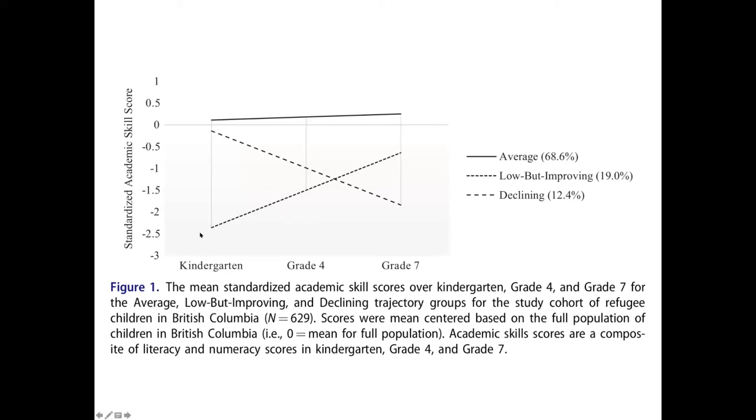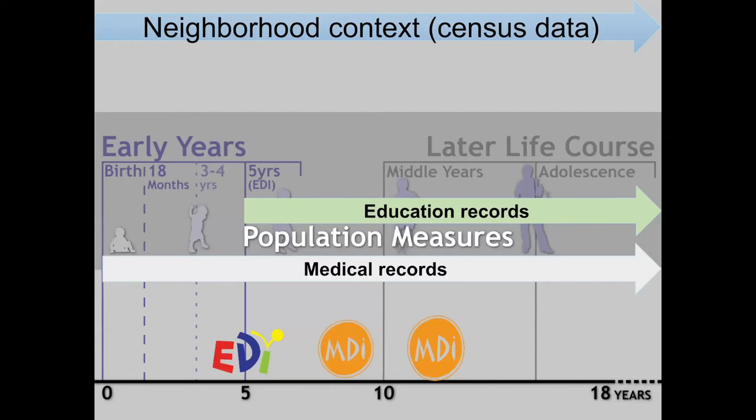Whereas the children who may have struggled in terms of their numeracy and literacy early on, but were stable in terms of their emotional and social development, over time caught up on language and other things, and they improved. So all to say is we can do really interesting things in terms of looking at trajectories and what predicts those trajectories for subpopulations among our children.